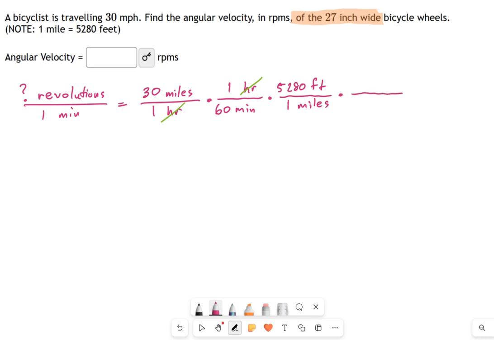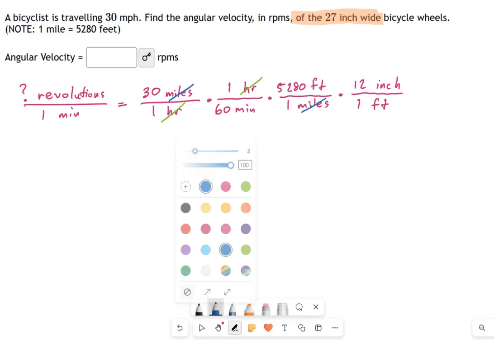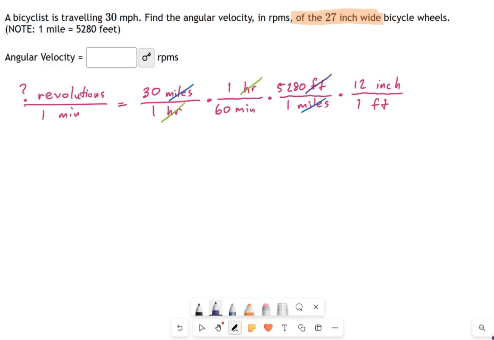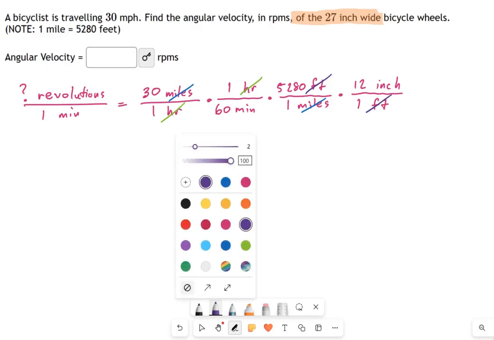So you just take another fraction and you say divided by feet with inches on top. Okay, now there's 12 inches in a foot. Okay, so watch what happens as we cancel these things out. I'll use a different color here. Let's see, we're going to get miles crossing out like that. And we're going to get feet crossing out like this. And what we have so far is inches per minute. Well, that's really good. We just need to turn inches into revolutions.